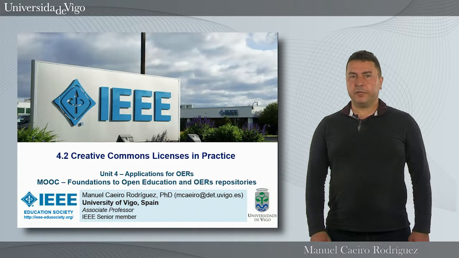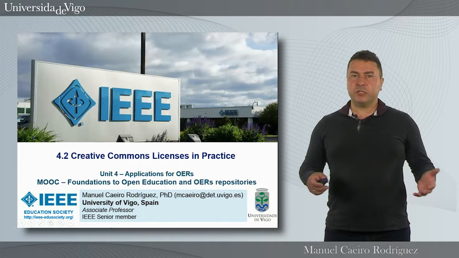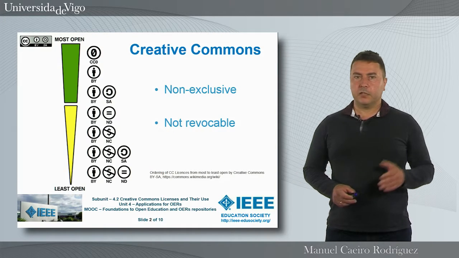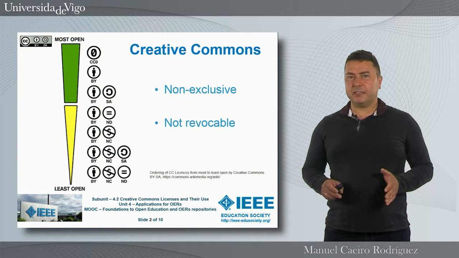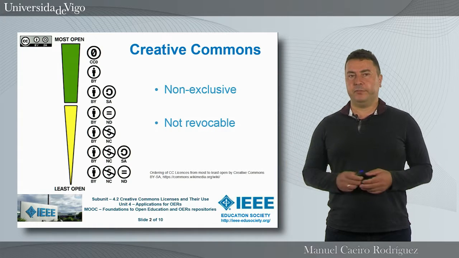In Module 1, Creative Commons licenses were introduced. In this session, we review how they can be used in practice and some related issues. Creative Commons started as a way to reserve some rights over an intellectual work without making it absolutely free.